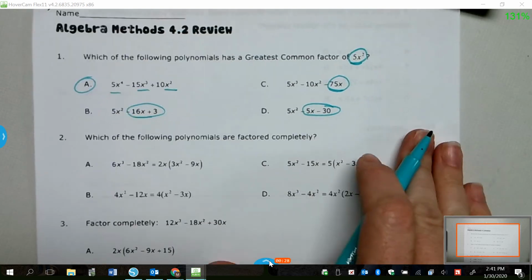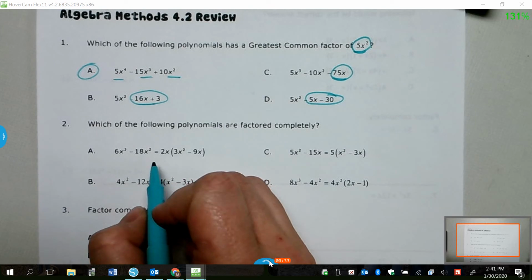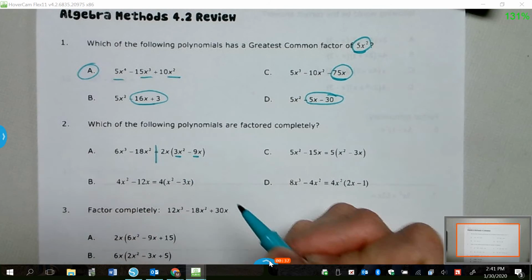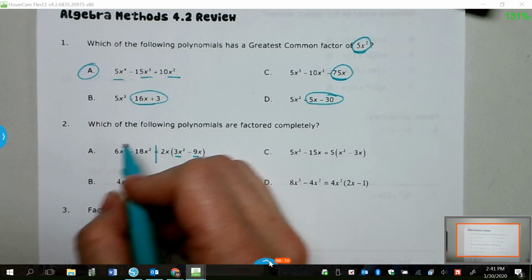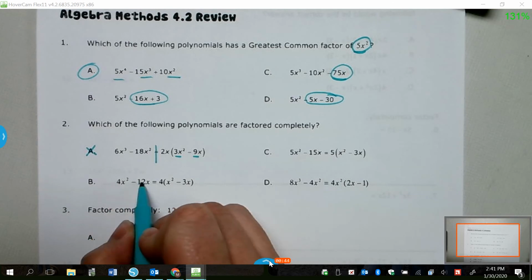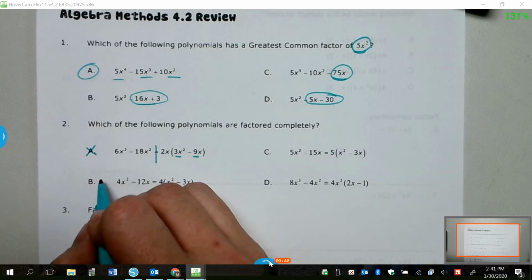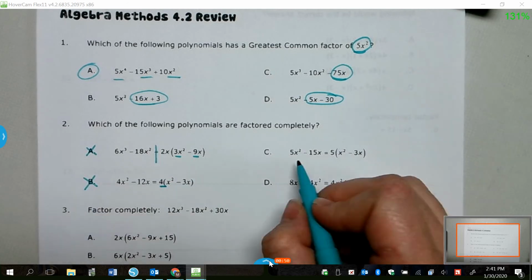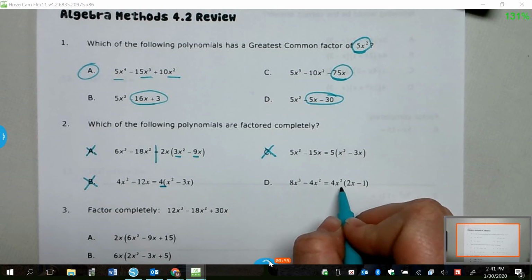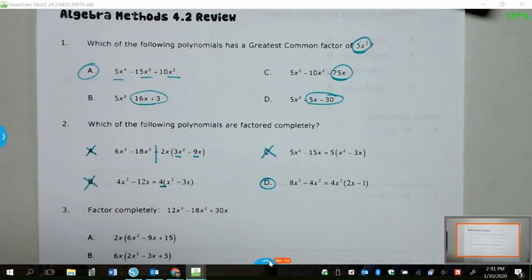Okay. Which of the following polynomials are factored completely? So you can look at the second half of it. They took out a 2x, but look, 3 and 9 still have another GCF of 3. Therefore, it's not factored completely. You could also look at it by the front. So 4x and 12, well, 4 goes into it, but they both have an x, so I should have taken out 4x. So this one is not your answer. Here, they both have an x, so I should have taken out an x, and I did not. So here, 4x squared, they both have an x squared. There's no GCF left, so D is your answer.